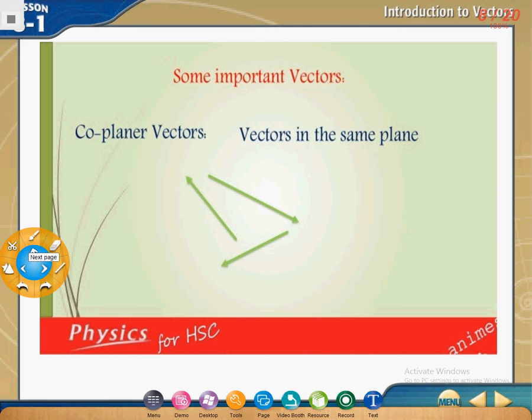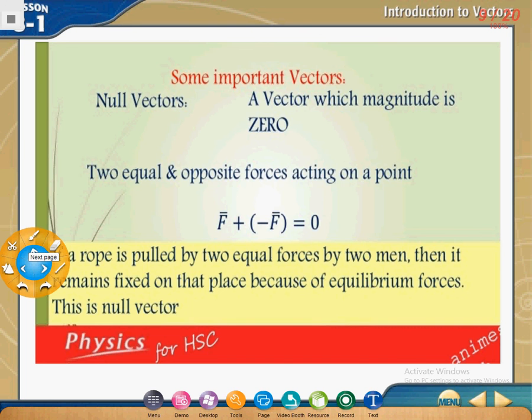So now we are still here in the same plane with 2 or 3 vectors. If they are in the same plane, we call these coplanar vectors. Of course, we will take this in detail later. Now, null vector. The word null means 0. This is so important: a vector whose magnitude is 0. So that's what we mean by null.